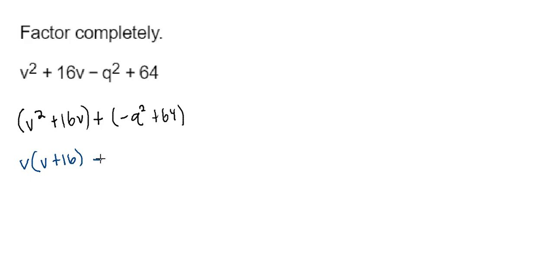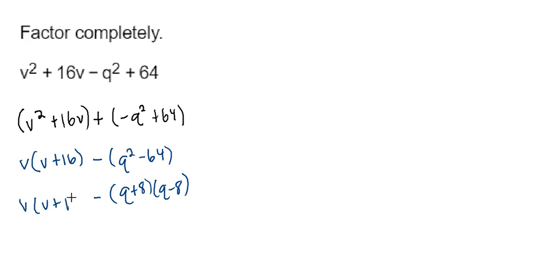You could, however, factor out a negative sign, and this actually does something. You get q squared minus 64, which is just like the problem we had on the last screen. This will factor as q plus 8, q minus 8, but all of it's for naught because you won't be able to go any further with this.